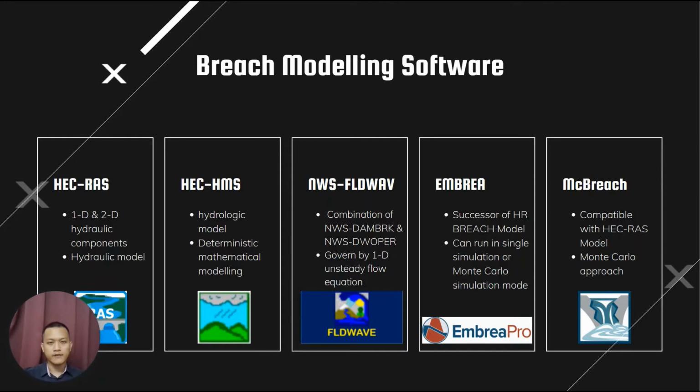Thirdly, we have NWS FLDWAV, or National Weather Service flood wave. It is a hydraulic routing model that computes the outflow hydrograph from a dam. It is a combination of NWS DAMBRK and NWS DWOPER. Fourthly, we have the Embryo model, which provides a probabilistic representation of variability in embankment material properties. Last but not least, we have the Make-Bridge model. The Make-Bridge model applies probabilistic theory on the traditional deterministic dam bridge approach. It also creates dam bridge outputs that correlate bridge discharges with probability of occurrences.